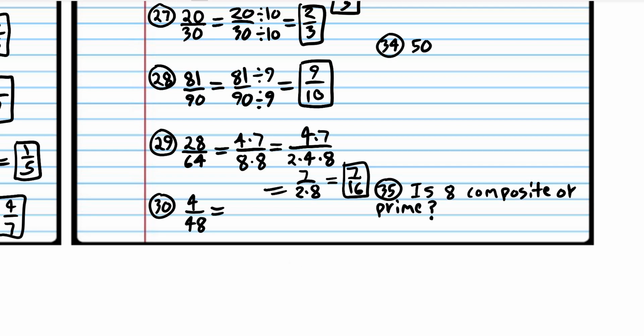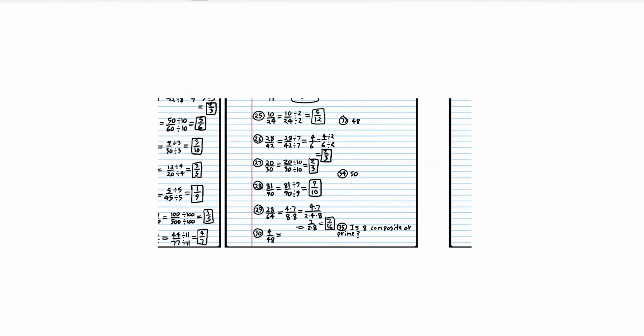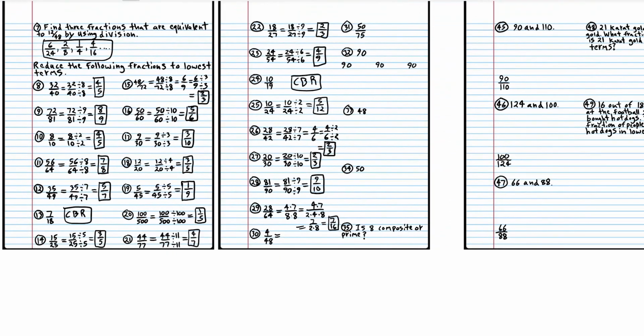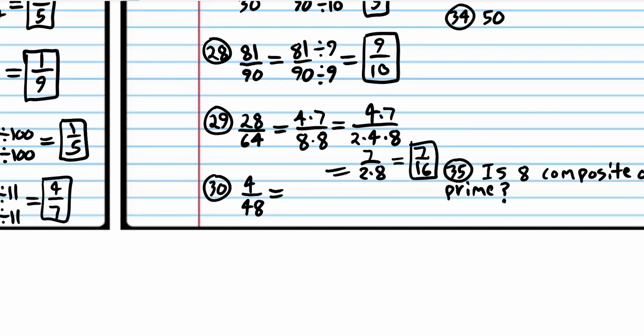All right, 4 over 48. Let's try another one of those. I'm going to factor the top. I'm just going to keep the top. But I'm going to factor the bottom to 6 times 8. We know 6 times 8 is 48.